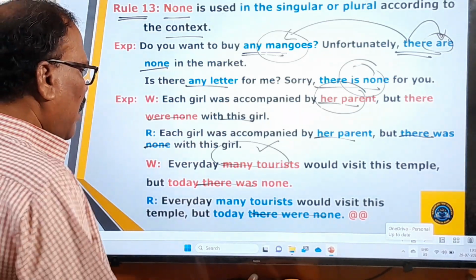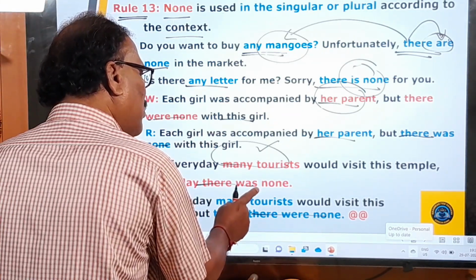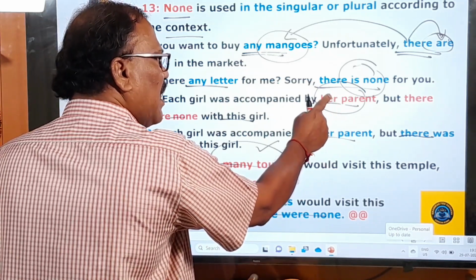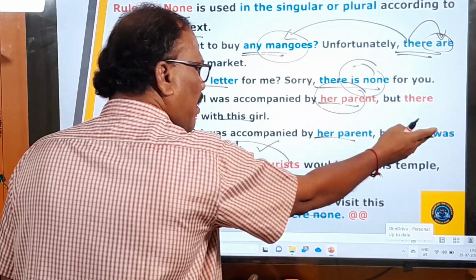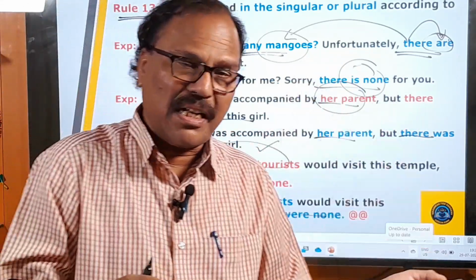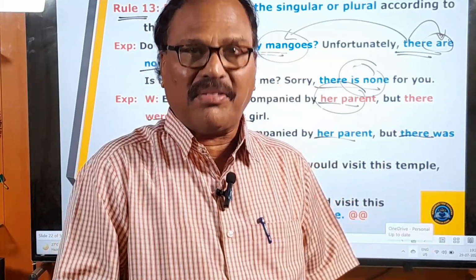There were none. Because the context is about plural nouns, and therefore a plural verb must be used. When the context is about a singular noun, the singular verb must be used. In this way, none is used either in the singular number or in the plural number according to the context.